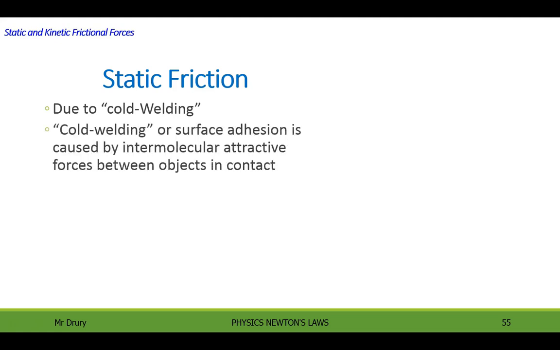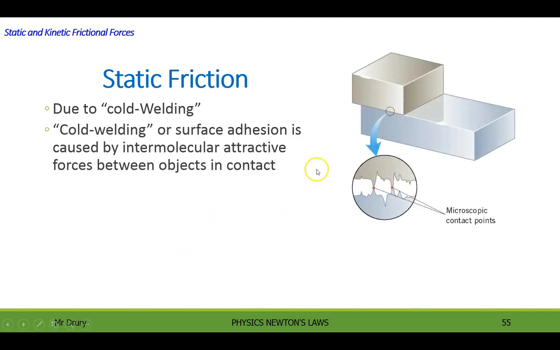So static friction is due to what's called cold welding, or surface adhesion. It's caused by the intermolecular attraction between two objects. So if you take a blow-up of two objects in contact, if you look at it microscopically, a really, really small picture of it, you'll see that there will actually be molecules that are really close to touching each other. And this interaction between these two is what holds or sticks it together. It's called cold welding.